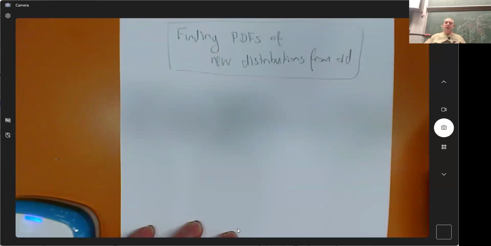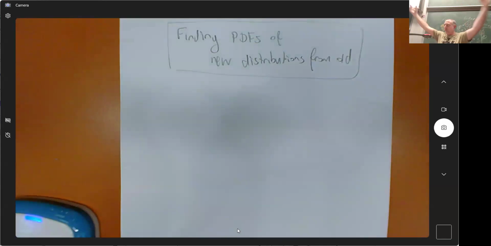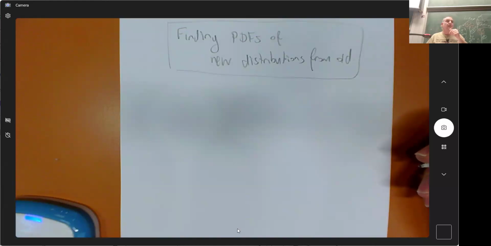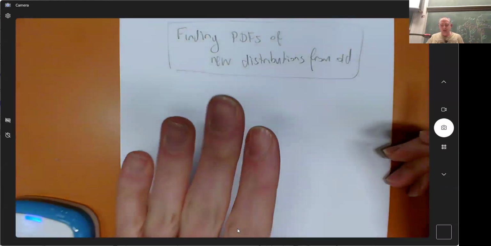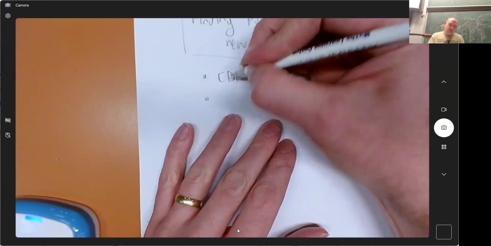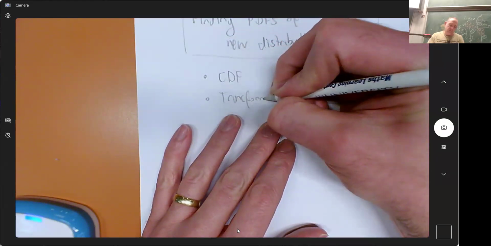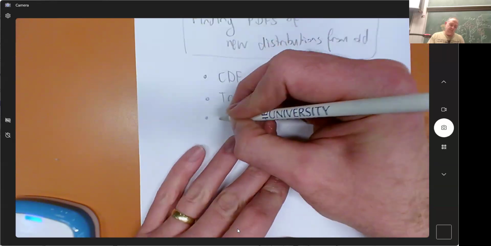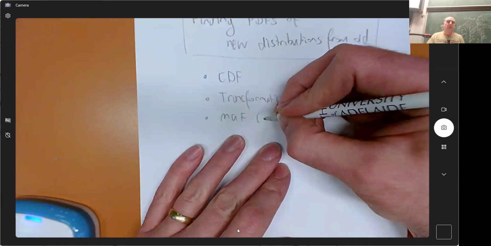Finding PDFs of new distributions from old. For those listening to this video online, the lecturer has mentioned three methods. The moment generating function doesn't generally produce the PDF, but you can find a distribution's moment generating function from the other ones. There's three methods: there's the CDF, there's the transformation, and there's the moment generating function, which is a bit dodgy.